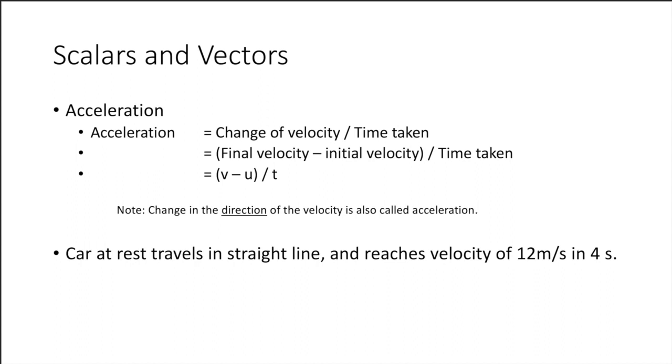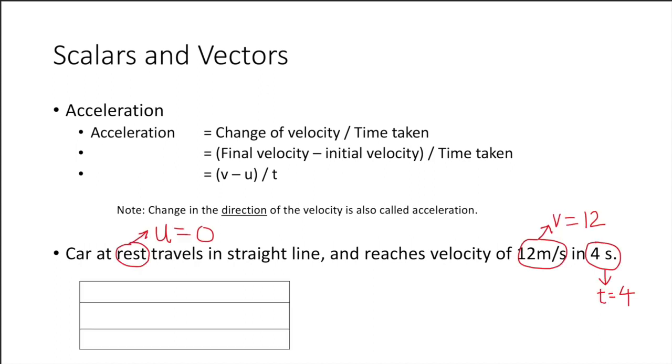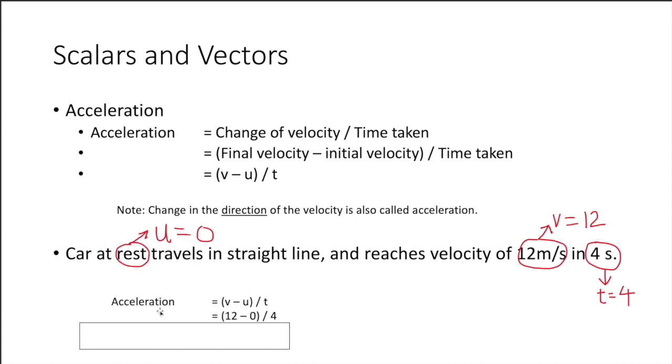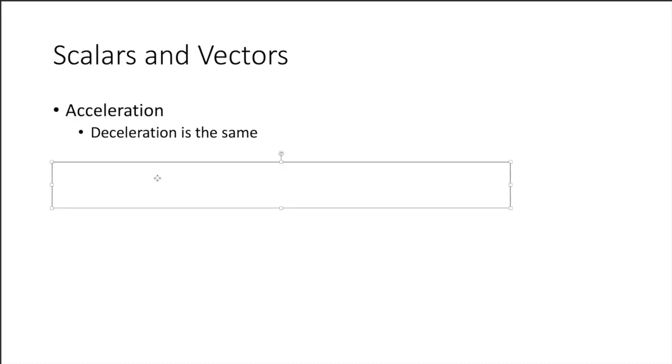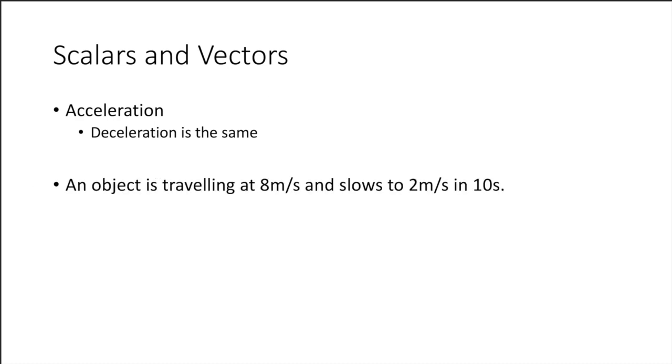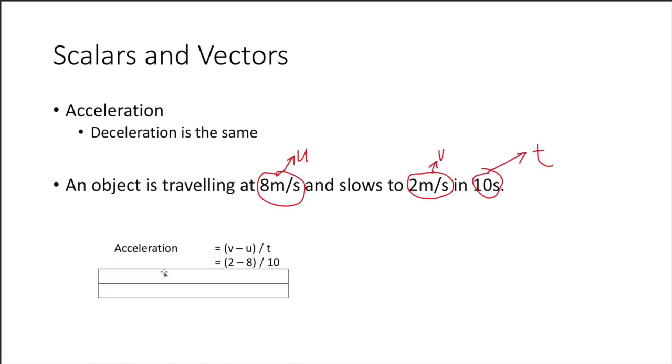Take the same car at rest, reaching a velocity of 12 meters per second within 4 seconds. First you do extraction, then you put in your formula, sub everything in, and bam. Very simple. The same can be said for deceleration. An object is traveling at 8 meters per second and changes to 2 meters per second in a span of 10 seconds. Same thing: do extraction, write the formula, sub in, and bam.